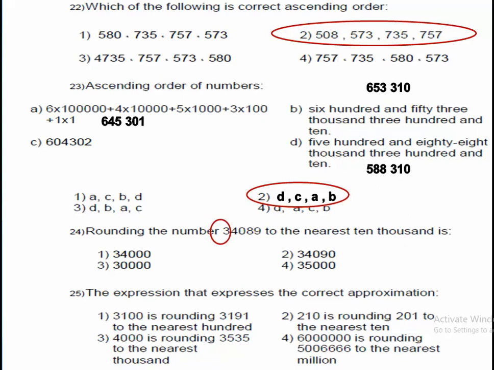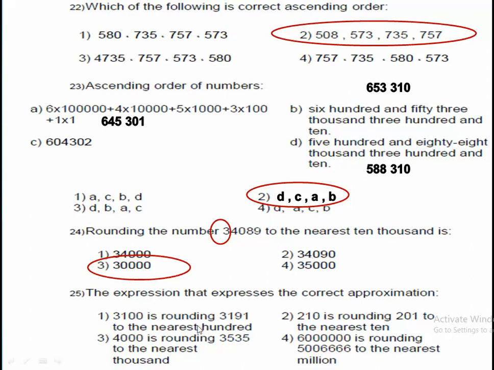Okay, rounding the number 34,089 to the nearest 10,000. Okay, the 10,000 digit here is 3 and the next digit, 4, will not change the number. Okay, so it will be 30,000. The expression that expresses the correct approximation.